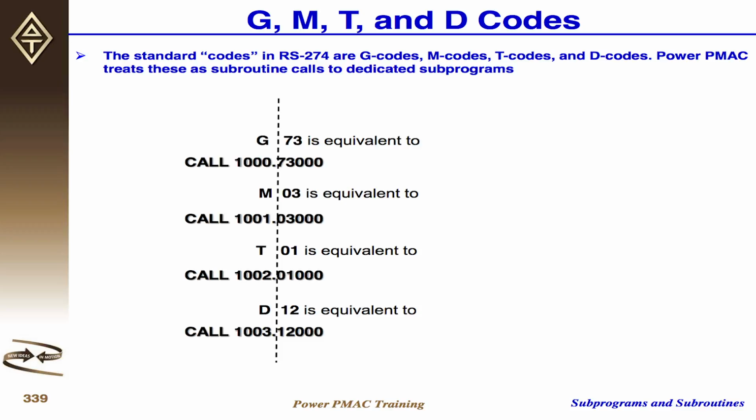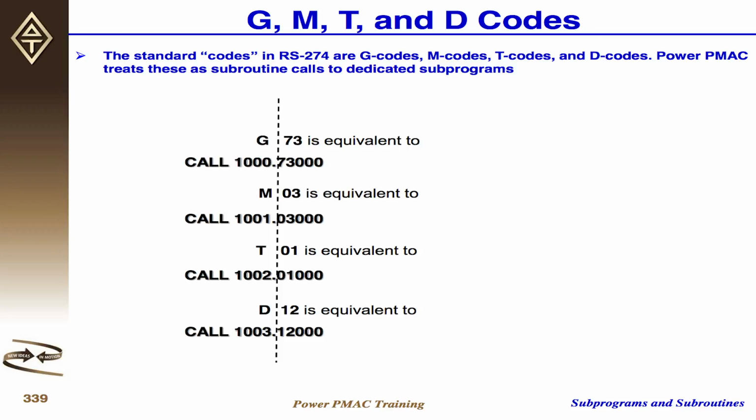These are special subroutines in the firmware. So when you make the PMAC work as a CNC controller, it will read the G codes, M codes, T codes, and D codes. And these are the standard RS-274 codes. And these subroutines are treated in the Power PMAC specially.